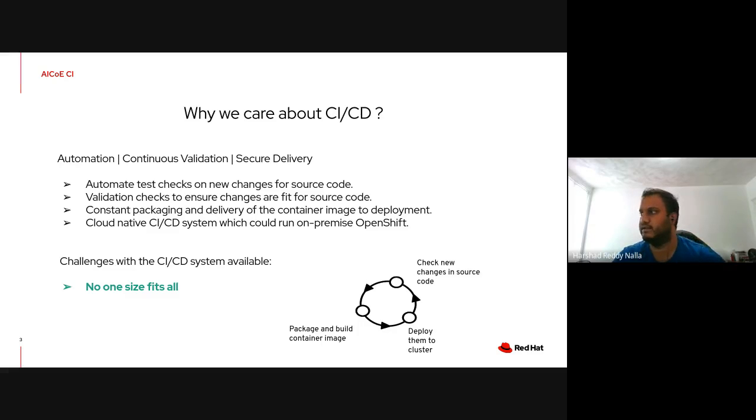If you see the right bottom corner, you'll see a diagram. It basically shows how a circle works in that CI/CD pipeline. If there's new source code, it gets checked, it is packaged and then deployed, and then the same thing happens again for each and every change.